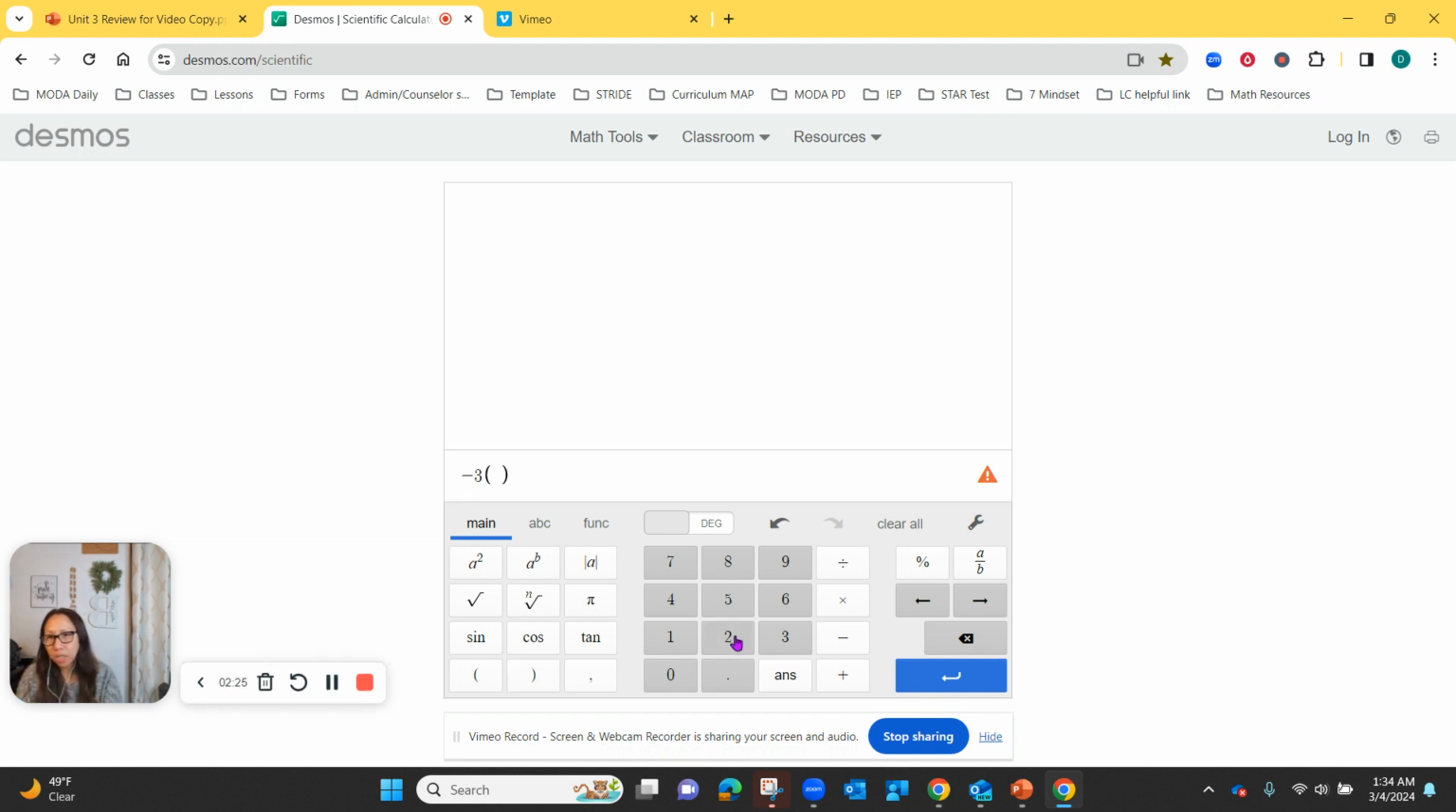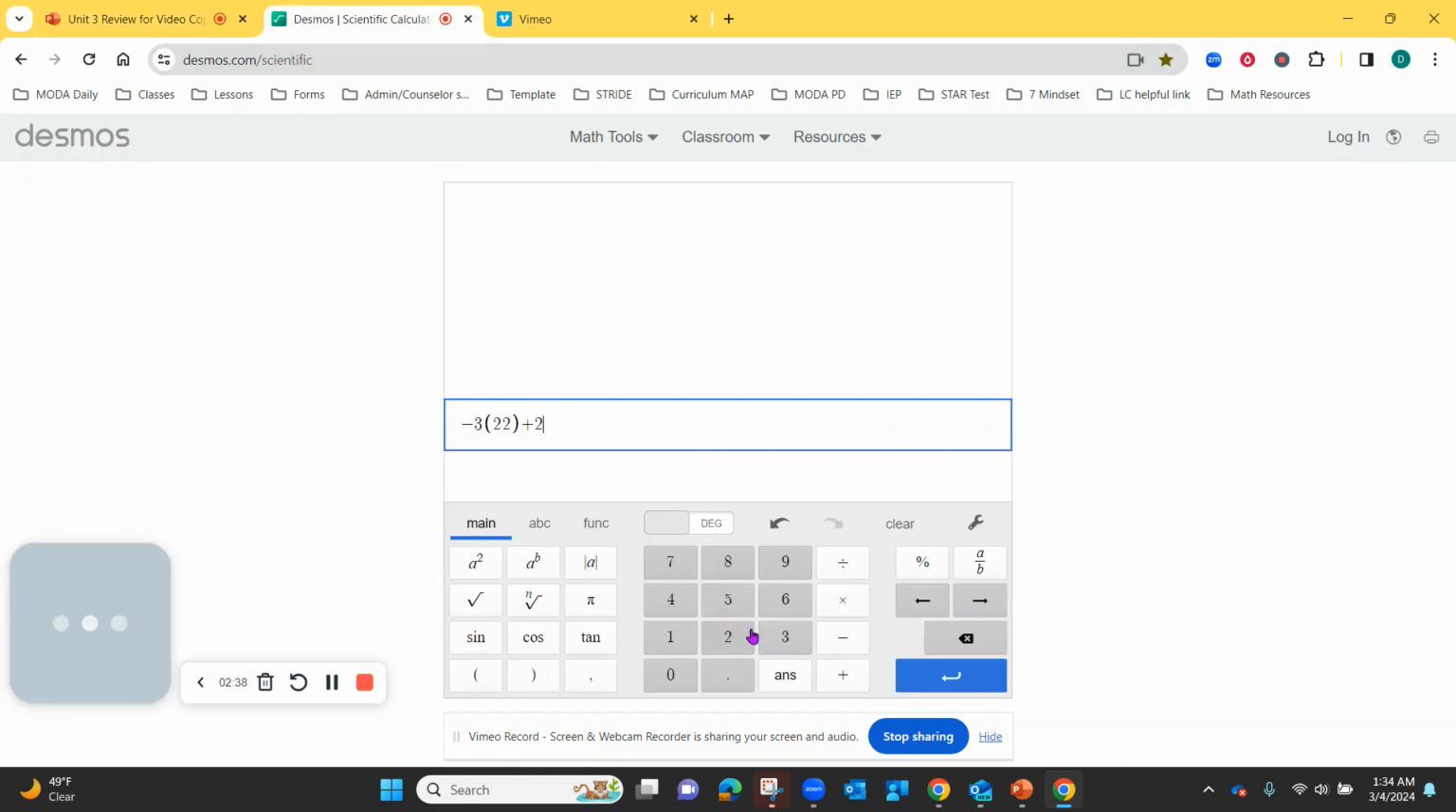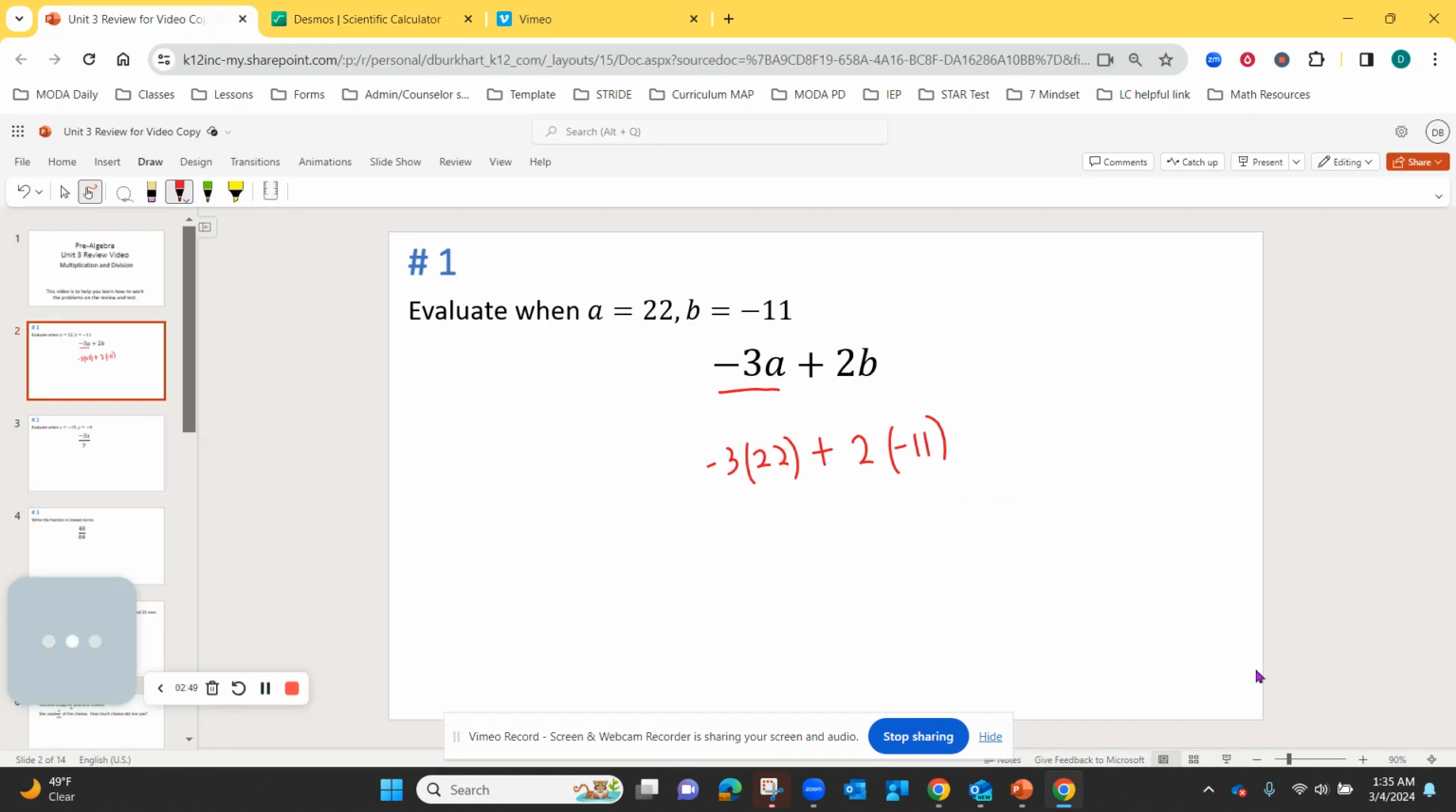So that would be 22. Oops, why did I do that? Okay, hang on for a second. So it has to be 22 right here, and then plus 2 times negative 11, 2 parentheses negative 11, and the decimal scientific calculator will do the math for you. So it's negative 88. Let's put negative 88 as our answer for number 1.